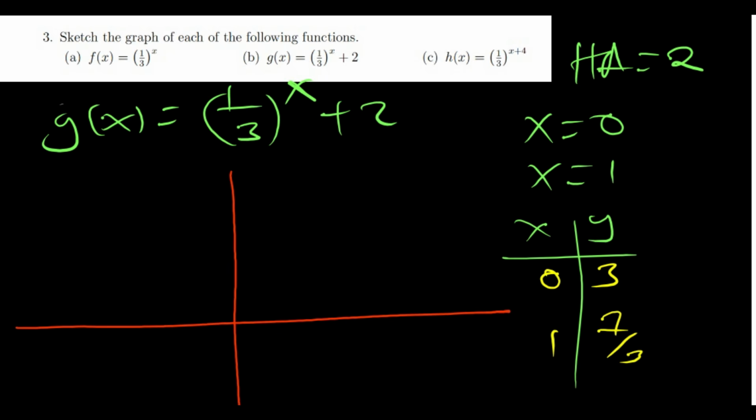So I'll have my 2 here, then here I'll put 7 over 3. We know that 6 over 3 is 2, so that one is going to be 2 point something, which has to be a bit on top of 2. So we are going to have 7 over 3. Here we have 3. So the horizontal asymptote is at 2.